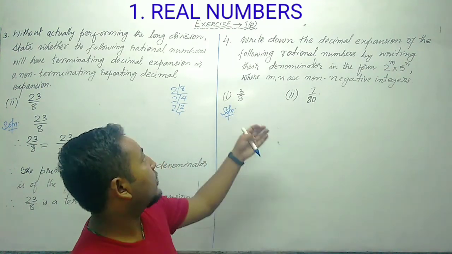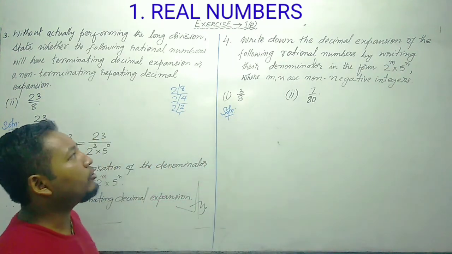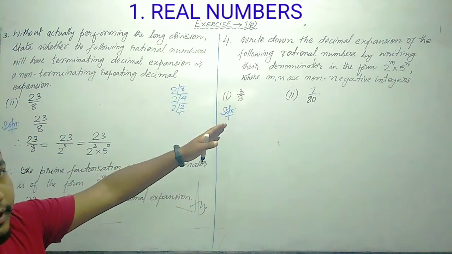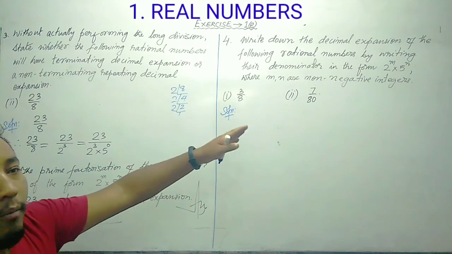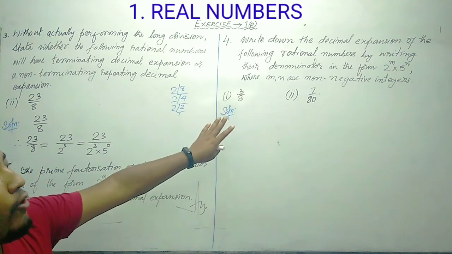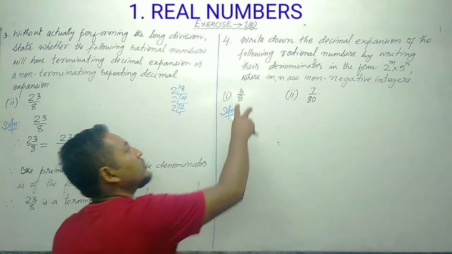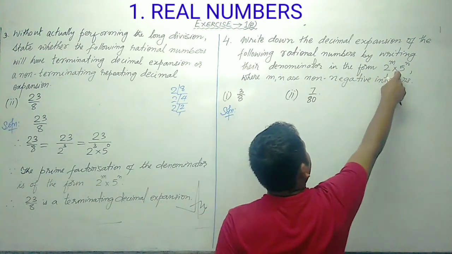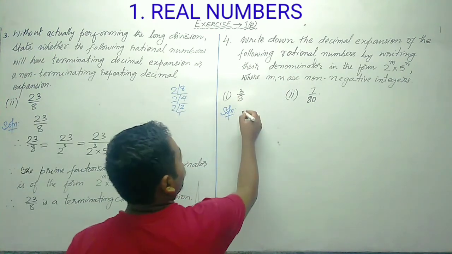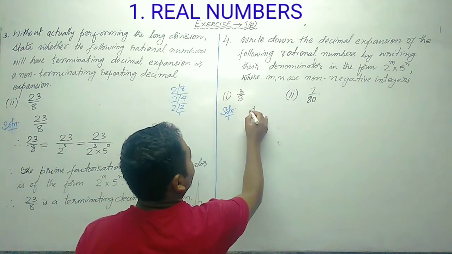Now let us look at question number 4. Question number 4 says, write down the decimal expansion of the following rational numbers by writing the denominator in the form 2 to the power m into 5 to the power n, where m and n are non-negative integers. First you convert this into this form and then convert into the decimal expansion. What is given to you? First, number 1, 3 by 8.